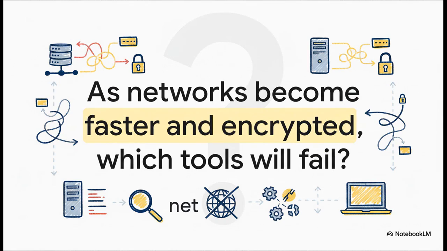And all of this brings us to a really big final question. Think about it. Networks are getting faster and faster. And, more importantly, almost everything is becoming encrypted. A lot of the deep inspection we just talked about is getting harder, sometimes even impossible. So it really makes you wonder, right? Which of these tools are going to become obsolete? And what's going to replace them? What will the next generation of digital investigators need to keep finding the truth?